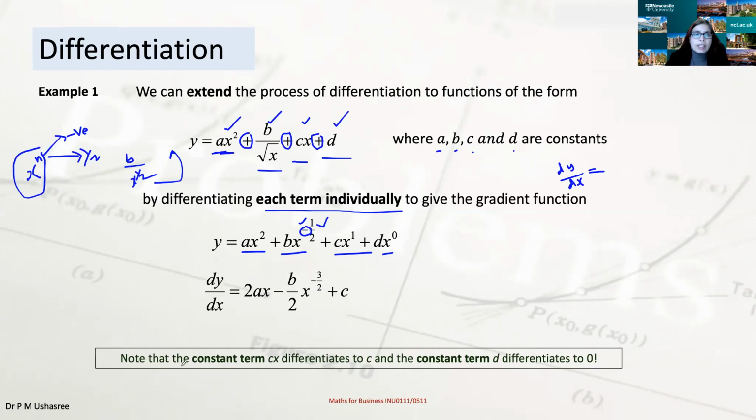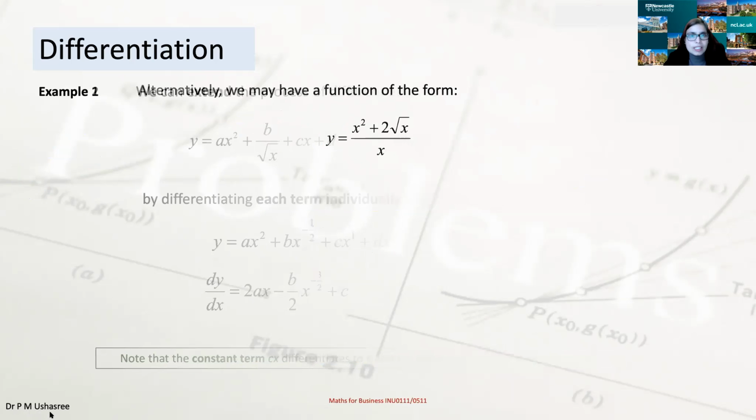So the constant term c of x differentiates to 0, and the constant term d differentiates to 0, because differentiation of a constant term is 0. Remember that. That's our special case. These two are our special cases, so we are using it here, as you can see.